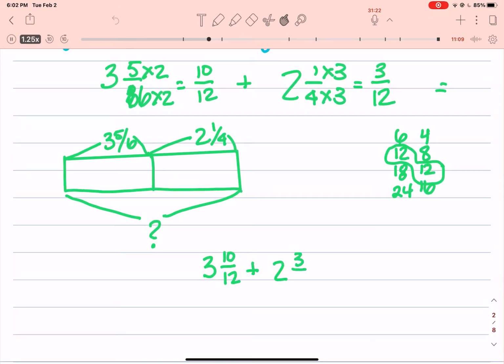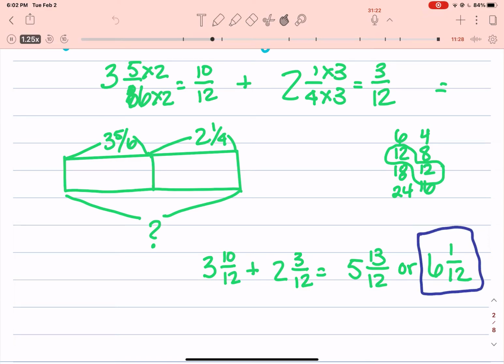So now we can add our whole numbers. And when we add our whole numbers, 3 plus 2 gives us 5. And when we add our fractions, we get 13/12. Now, that's going to change. We can simplify that. 13/12 can be thought of as 12/12 plus 1/12. So this is equal to 1 whole. So really, our answer becomes 6 and 1/12. And that is our answer. 6 and 1/12 meters long.